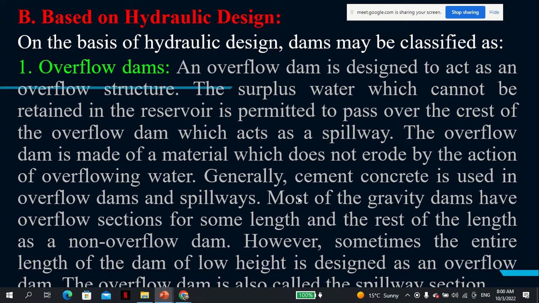So the spillway is an overflow structure basically, so that if there is excess water, to maintain the integrity of the dam, the spillway allows excess water to flow.